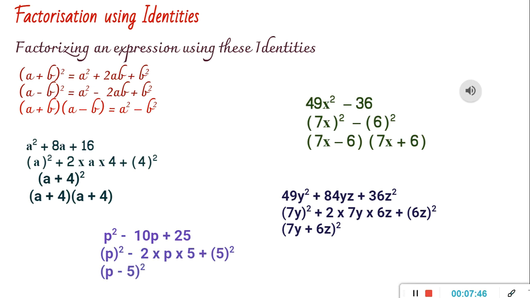So this way we can find the factorization by using the proper identities. Clear? Okay.